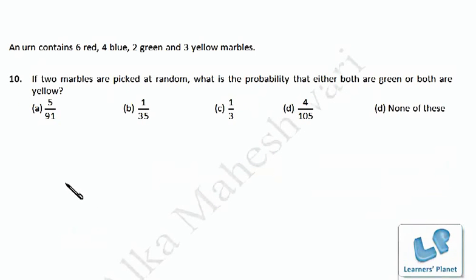Now, if 2 marbles are picked up at random, what is the probability that either both of them are green or both of them are yellow? So we have 2 mutually exclusive events, right? Because of this "or". Now we have to find out, it's 15C2, since we have to draw 2 marbles. Now both of them should be either green or yellow. So green is 2C2, or, because of "or" we'll make this a plus sign over here, or yellow, that's 3C2, right?